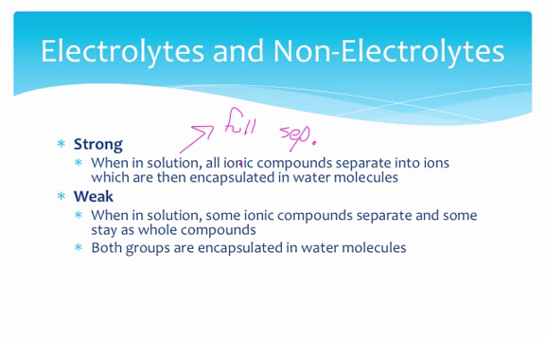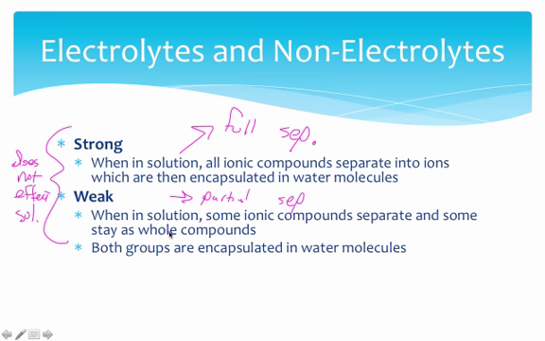Conversely, we can also have weak electrolytes. A weak electrolyte is when in solution, some of your ionic compounds separate and some stay whole. So in this situation, we only get partial separation. Some of your ions separate into positives and negatives, but some of them stay as the whole group. In both cases, this doesn't affect solubility. Both substances, strong electrolytes and weak electrolytes, can dissolve very easily in water. It just depends on what you get when you actually dissolve.